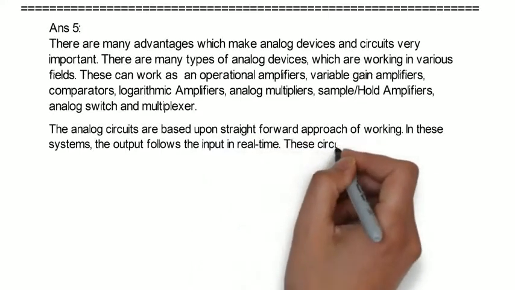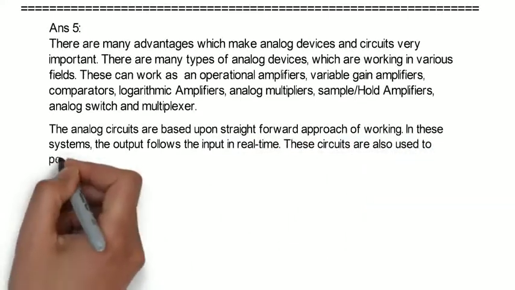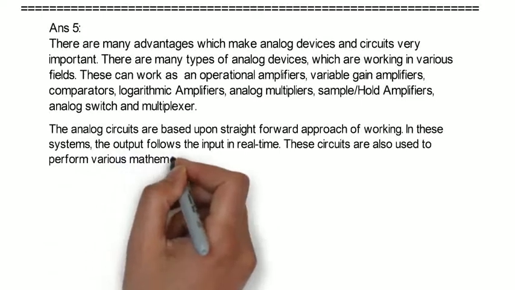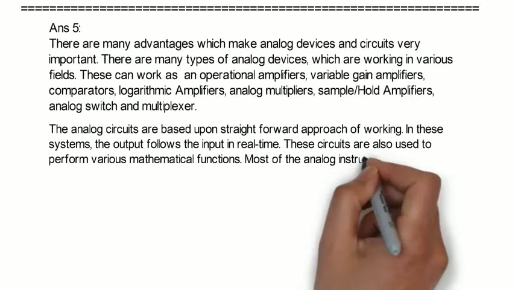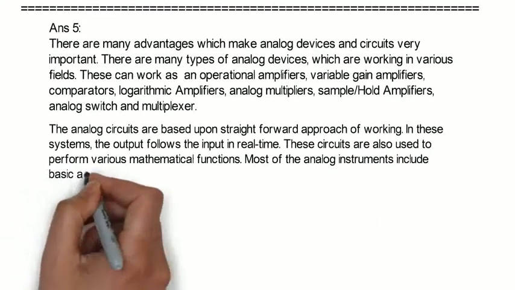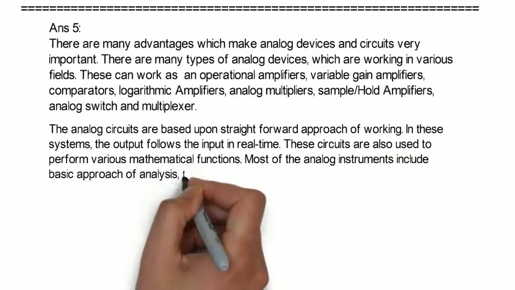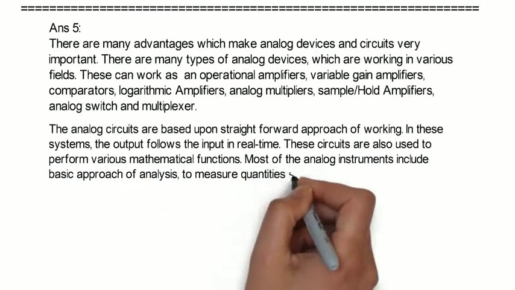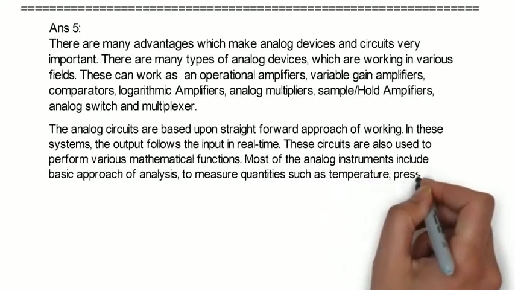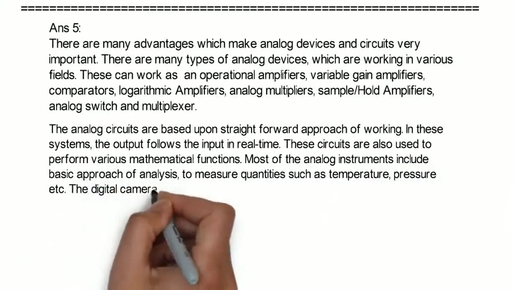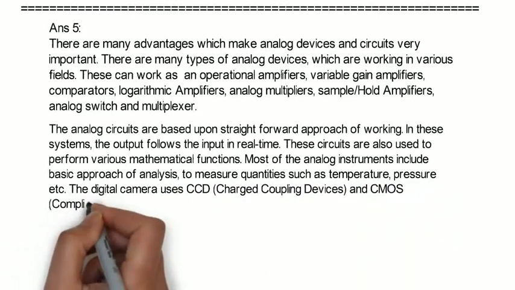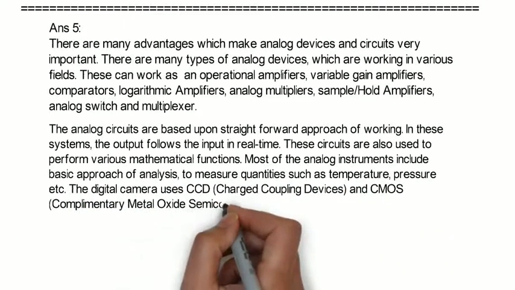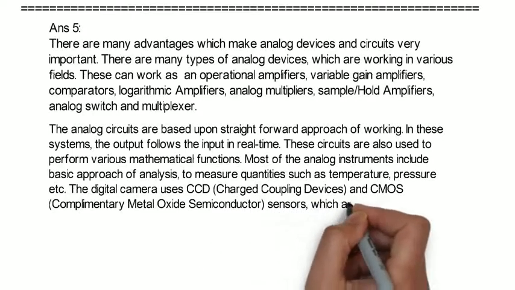These circuits are also used to perform various mathematical functions. Most of the analog instruments include a basic approach of analysis to measure quantities such as temperature, pressure, etc. The digital cameras use CCD (charge coupled devices) and CMOS (complementary metal oxide semiconductor) sensors, which are popular analog sensors.